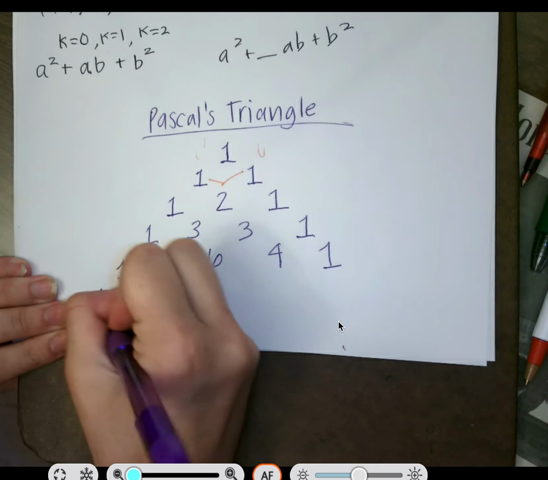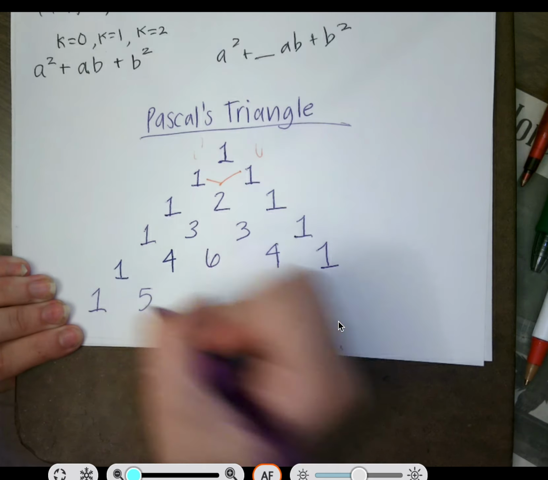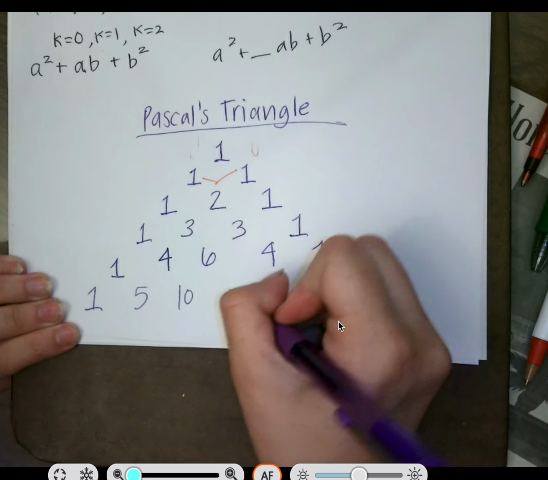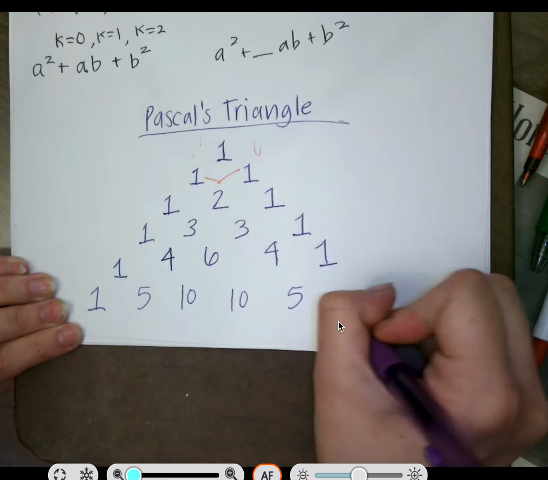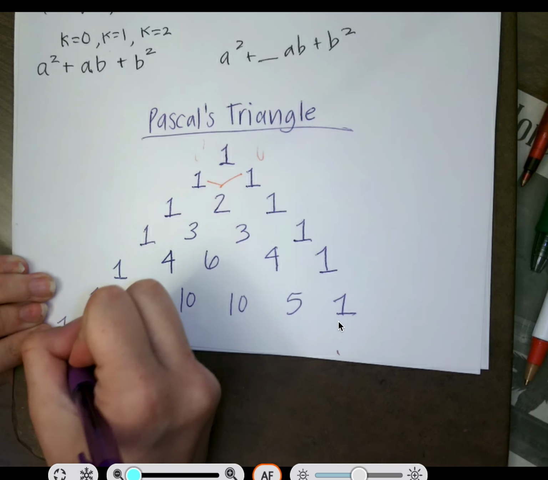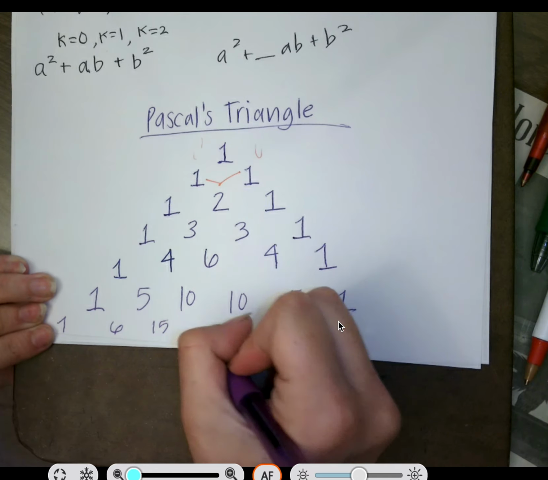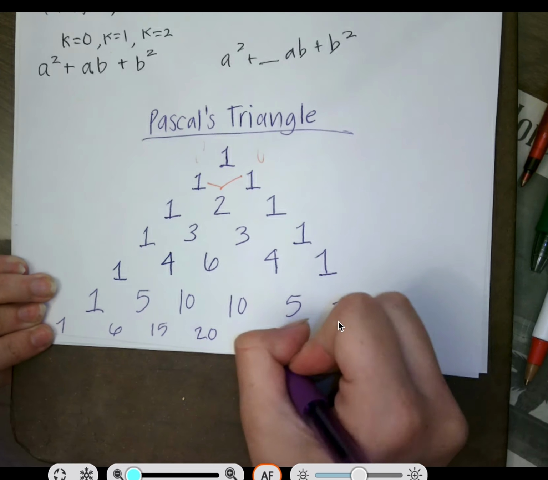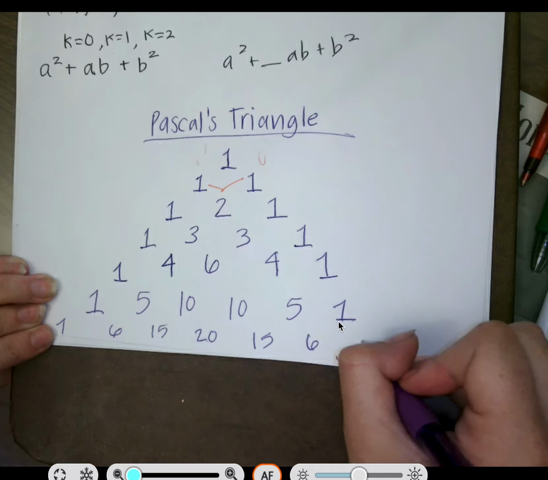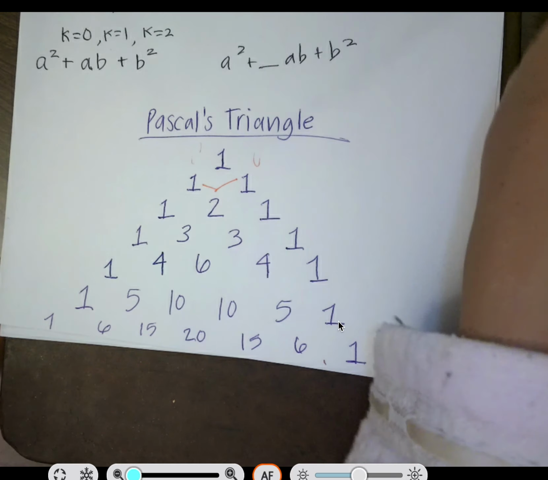Alright, we have room to do another one. So 5, 10, 10, 5, 1, and maybe we can fit one more in here. 6, 15, 20, 15, 6, 1. Alright, so what does this tell us?